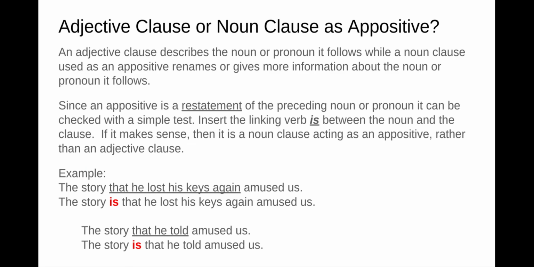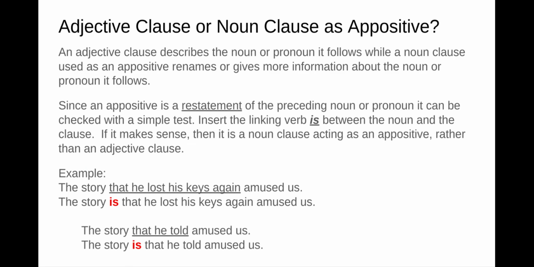So there has to be a test, and there happens to be, so that you can see if it's a restatement versus describing. Okay, so what you're going to do is insert a linking verb, is, in between the noun and the clause. If you can put an is in that sentence in between the noun and the clause and it still makes sense, that means it's a restatement, which makes it an appositive. If you put that is in there and it doesn't make sense, that makes it an adjective clause. It's not restating the noun, it's giving you a description of the noun.